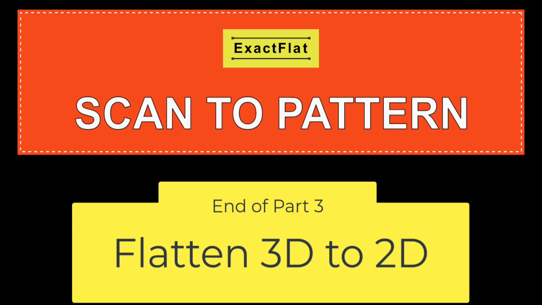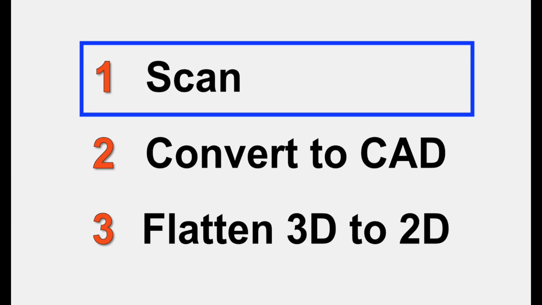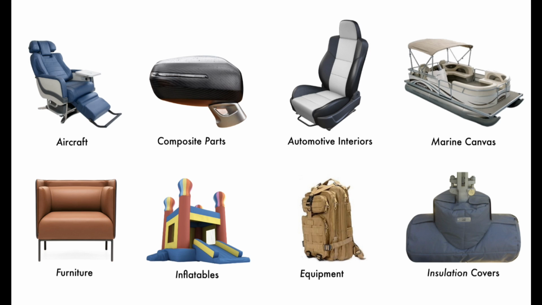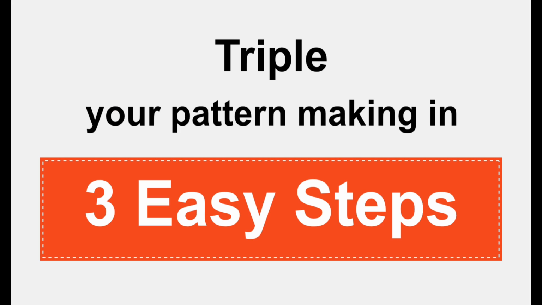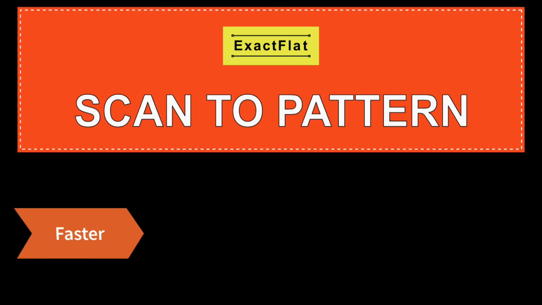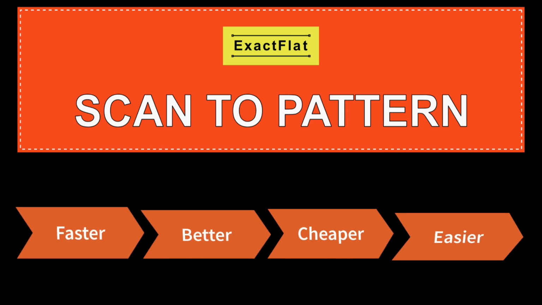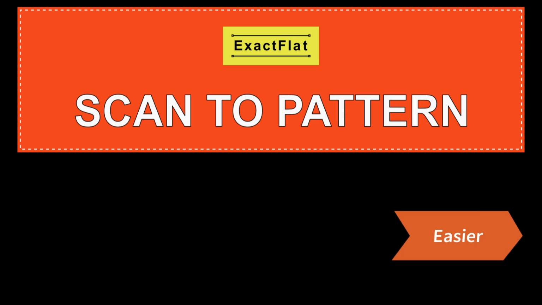This concludes part 3 on how to flatten from 3D to 2D. It is the last section for this part, and we hope you found the content useful. If you want more, there are other videos on other parts in our series on how to triple your pattern making in 3 easy steps using ExactFlat Scan to Pattern. It's the faster, better, cheaper, and easier way to create patterns for all your products.